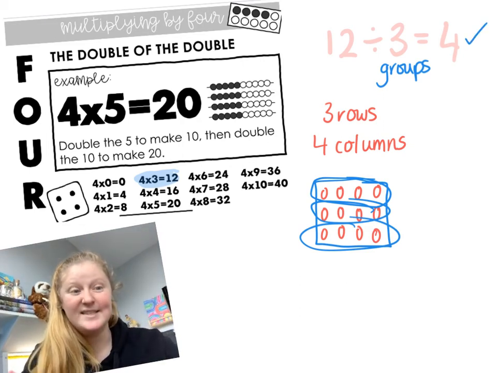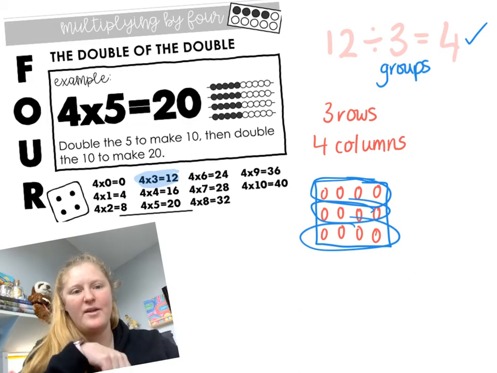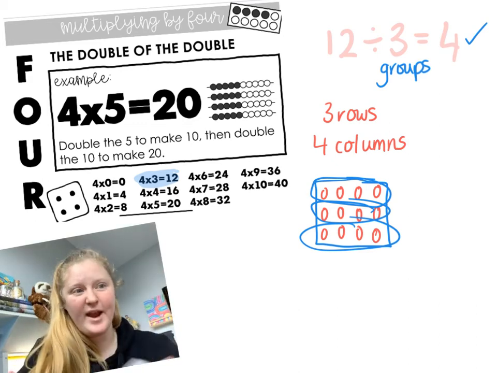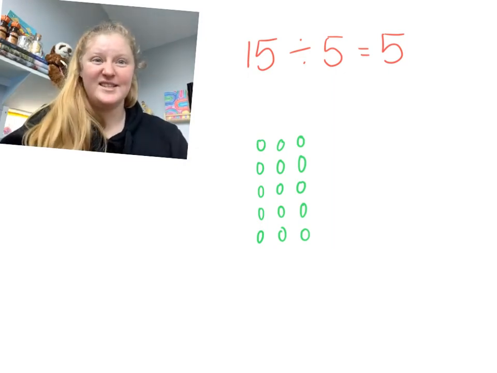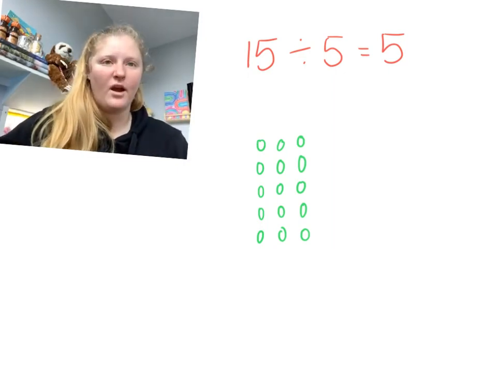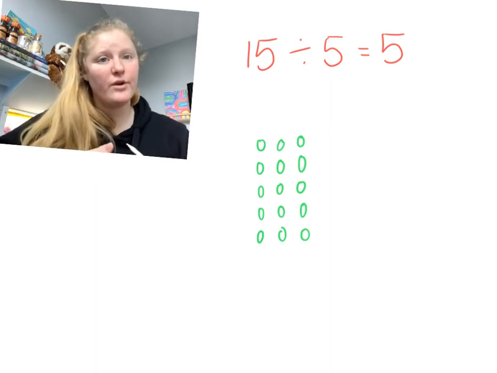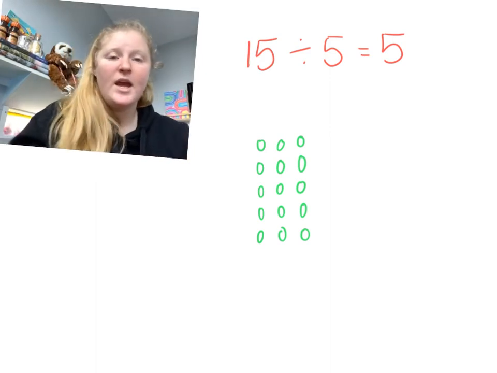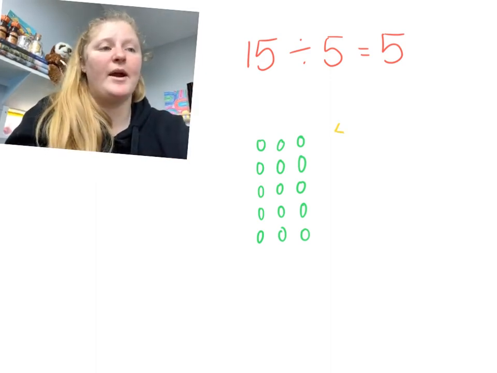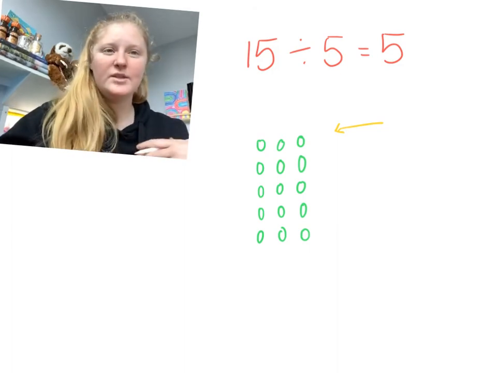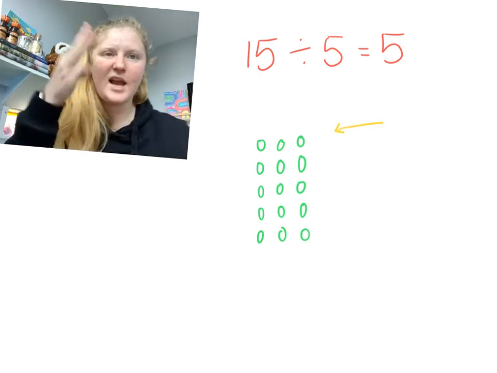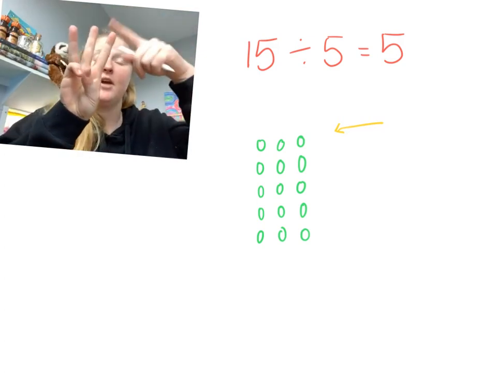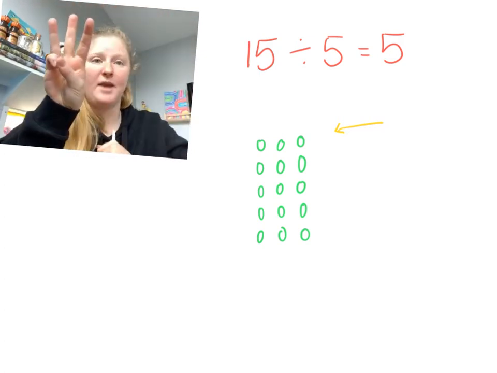Let's try one and see if we can work out whether the number sentence is correct with the array. Here I have my number sentence, and it's 15 divided by 5, and I want to work out, is this number sentence true or is this number sentence false? At the bottom, I have my array to help me. And I'm going to use a little bit of skip counting and repeated addition to work this out as well. So I'm actually using 3 strategies: arrays, repeated addition, and skip counting.